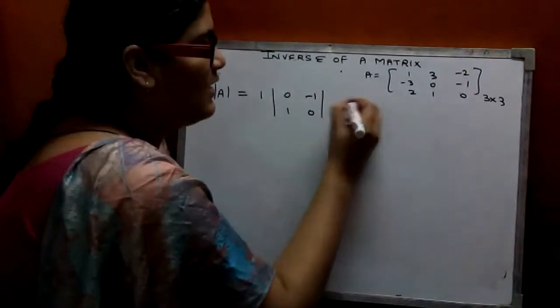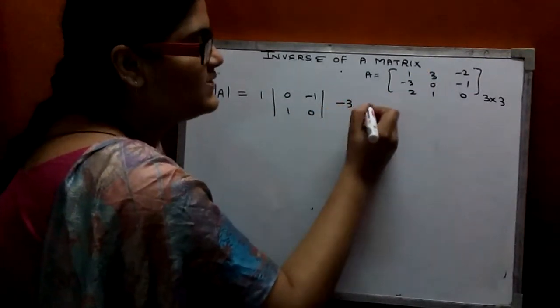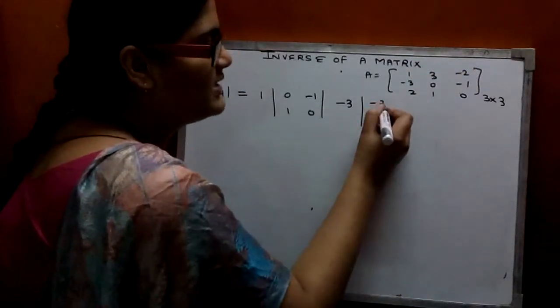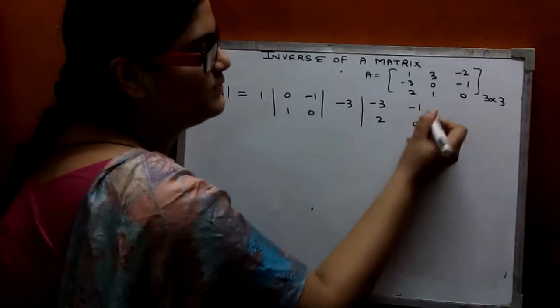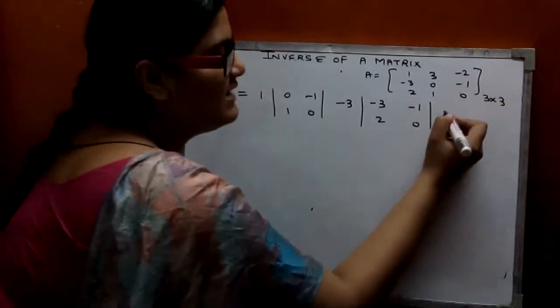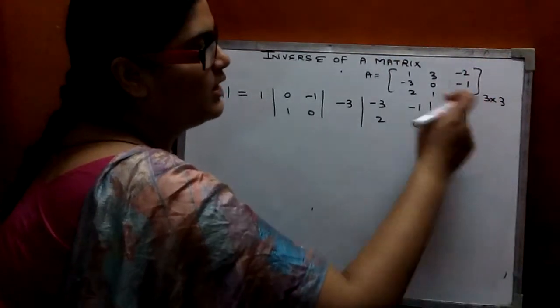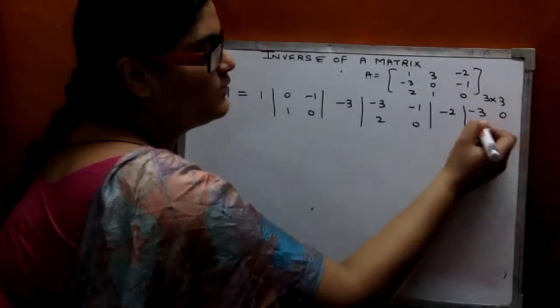Okay? Now, this is at an odd place, so minus 3. Hide the first row, second column. What do you get? Minus 3, 2, minus 1, 0. Okay? This is at an even place, so the sign remains as it is. Now hide the first row, third column. What do you get? Minus 3, 0, 2, 1.